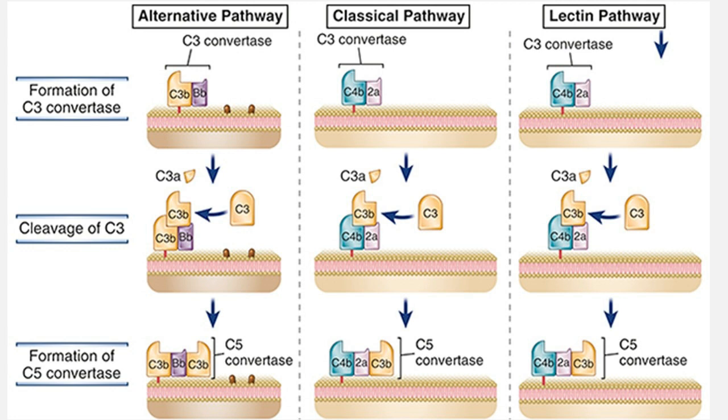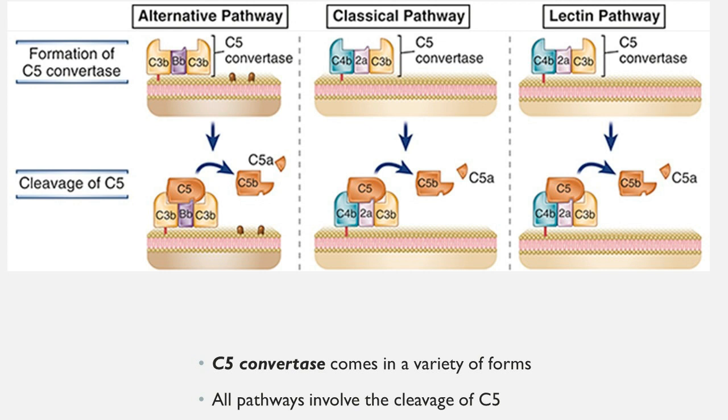C3b then will combine with the C3 convertase to form C5 convertase, which again takes a variety of different forms depending on how it was formed, either in the alternative pathway or the same byproducts from the classical and lectin pathway. Now, just as the purpose of C3 convertase is to cleave C3, the purpose of C5 convertase is to cleave C5 into its byproducts C5a and C5b.